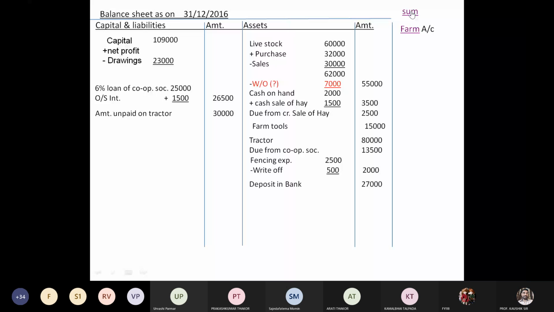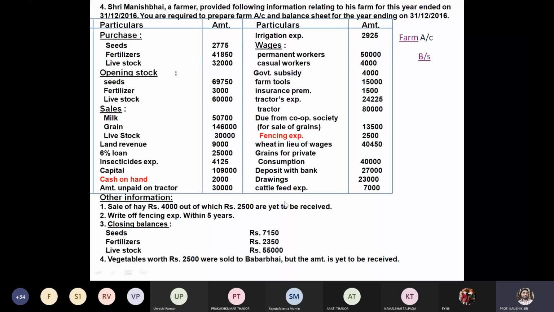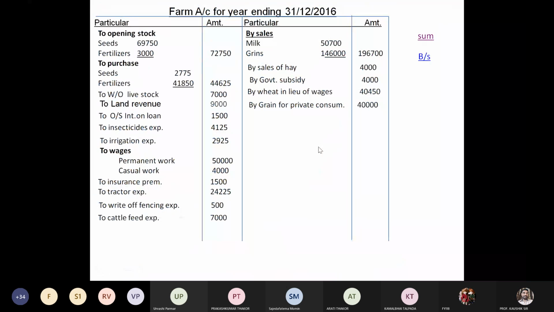Go to the sum. Last detail, cattle feed expenditure 7,000. પશુઓને ખવડાવવા માટે જે ઘાસચારો કે બીજી વસ્તુનો ઉપયોગ કરવામાં આવે છે, cattle feed, પશુ આહાર 7,000 as an expenditure, debit side of the farm account, rupees 7,000. પશુ આહાર, cattle feed as an expenditure, debit side of the farm accounts.